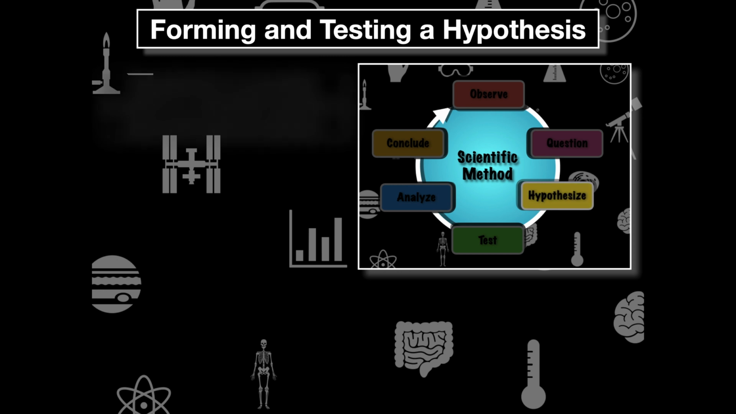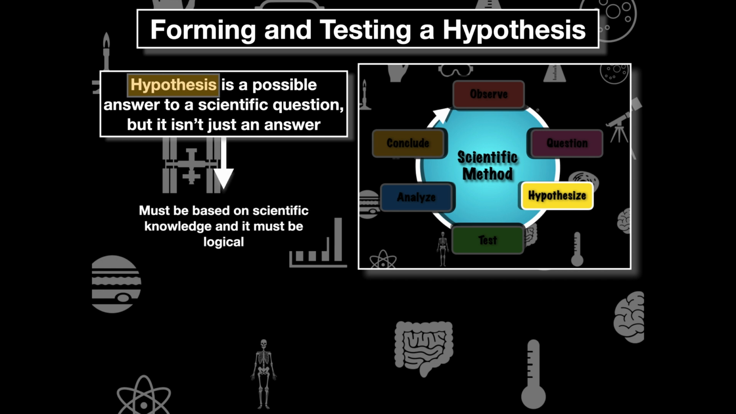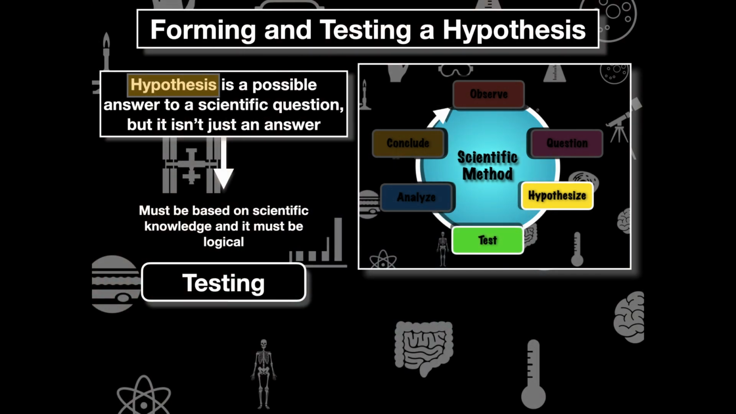Now after this, we're going to form our hypothesis. A hypothesis is a possible answer to a scientific question, but it isn't just an answer. It must be based on scientific knowledge and it must be logical, and it's going to later be tested. So we're going to use what we think is going to happen and test. We're either going to see if the hypothesis is refuted or supported by evidence.